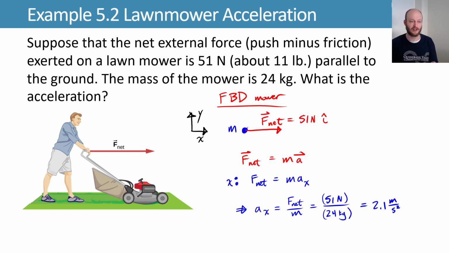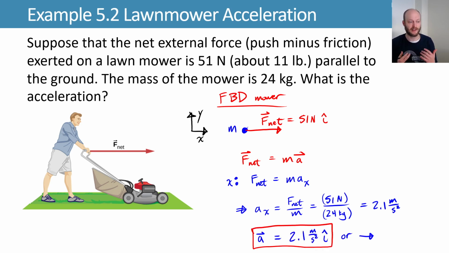And so we get an acceleration of 2.1 meters per second squared. When we're reporting an acceleration, it's a vector quantity, so we need a magnitude and a direction. So this will be 2.1 meters per second squared as the magnitude, with the direction as the i hat direction if you're using this i hat vector notation. Or you could say a rightward arrow to express that it's 2.1 meters per second squared to the right.